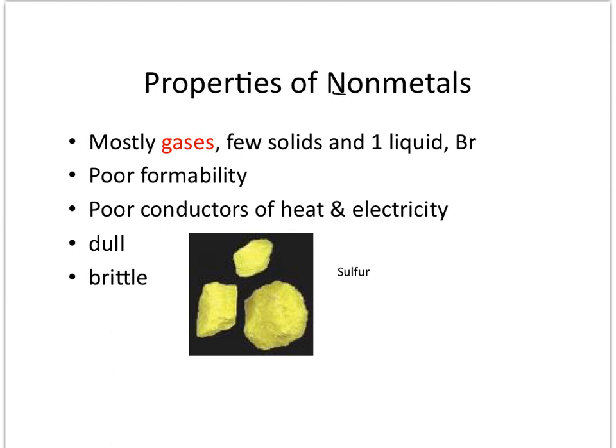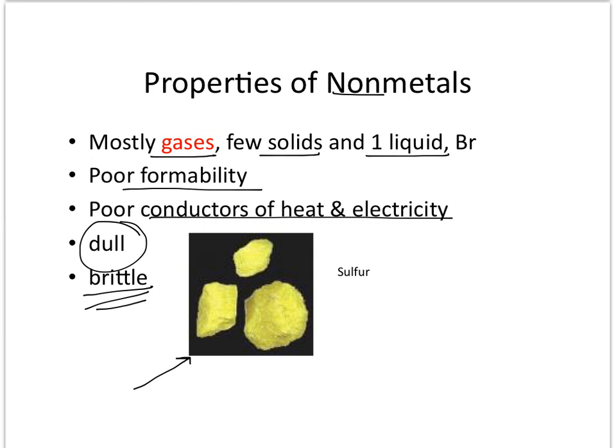The prefix non means not, and so our properties of nonmetals will probably be most of the opposites of metals. When in states of matter, most of the nonmetals are gases. There's just a few solids, and there's that one liquid at room temperature, and that happens to be bromine. They have very poor formability. Take a look at this picture of sulfur. If we tried to flatten that, it would just crumble. And so we find that there isn't really any malleability or ductility to nonmetals, and they are very brittle. Of course, they are opposite of shiny. High luster means low luster or dull in nature, and they are poor conductors of heat and electricity.